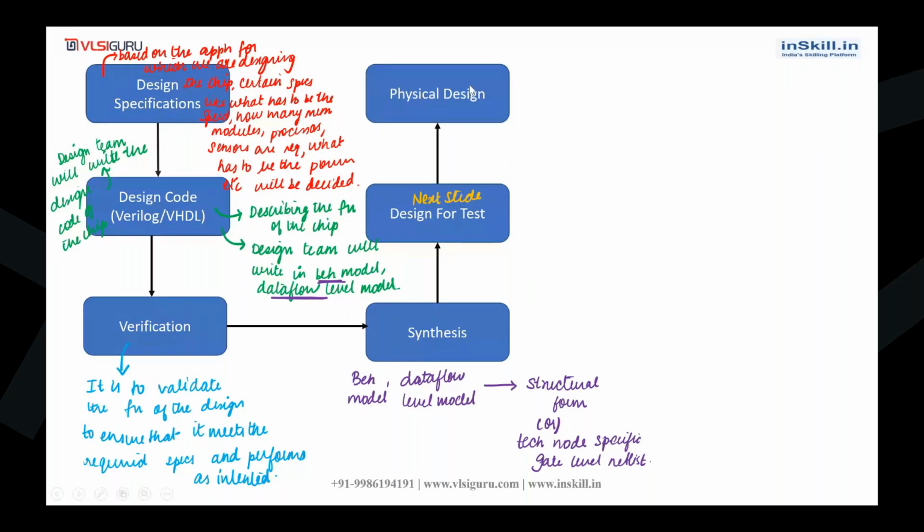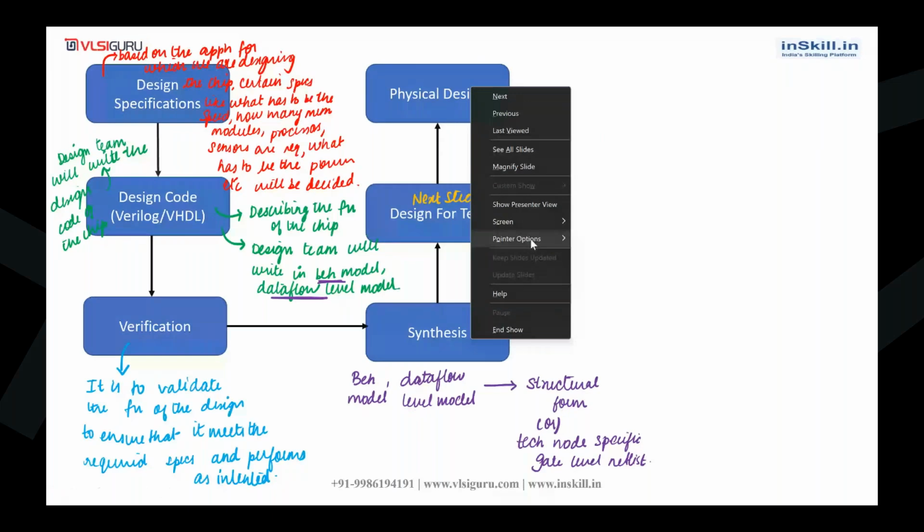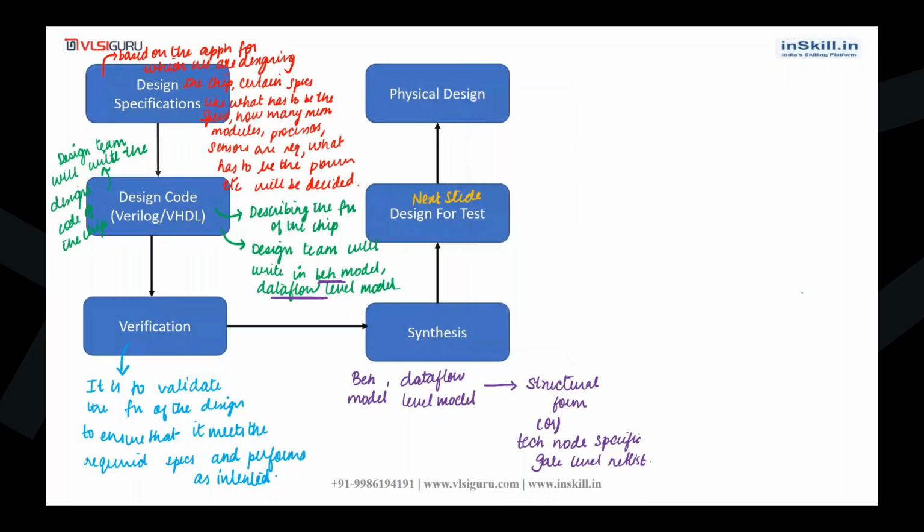So what does the physical design team do? They actually convert the gate level netlist into layout form. So this is what happens in the physical design team. The gate level netlist is converted into layout form.